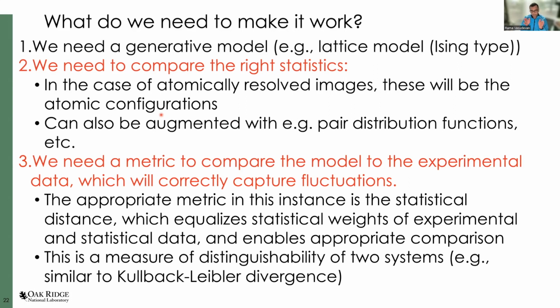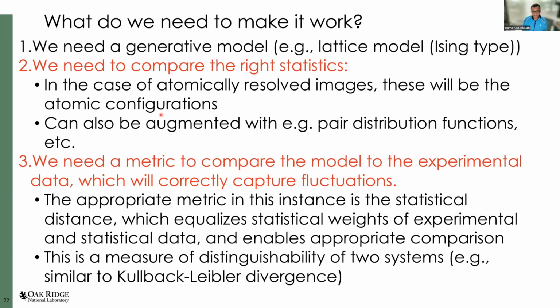As I mentioned before, what we really care about are these fluctuations. And if there are only small numbers of these fluctuations that you're actually able to image because of sampling difficulties, then if you choose a metric that will minimize a mean absolute error between an experiment and simulation, you may not capture these fluctuations correctly because it's in the tail of the distribution. So the appropriate metric in this instance for thermodynamic systems is the so-called statistical distance. This equalizes the weights of experimental and statistical data and enables an appropriate comparison. I'll describe what that actually is with the equation of statistical distance.